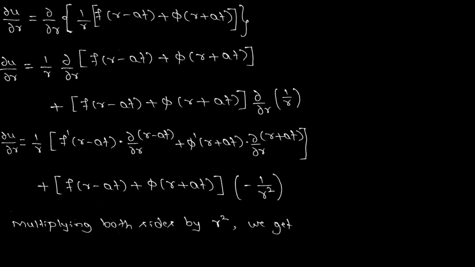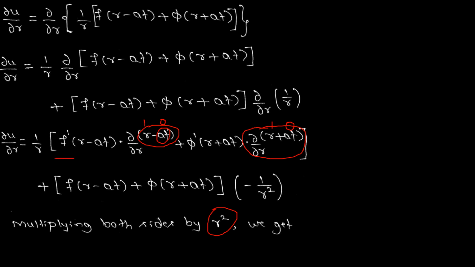And we multiply r square on both sides as well. When we differentiate this with respect to r, differentiation of r is 1 and differentiation of at will go to 0 because t is a constant, also a is a constant. Differentiation of constant goes to 0. And here as well, in this derivative as well, differentiation of r is 1, differentiation of at is 0.